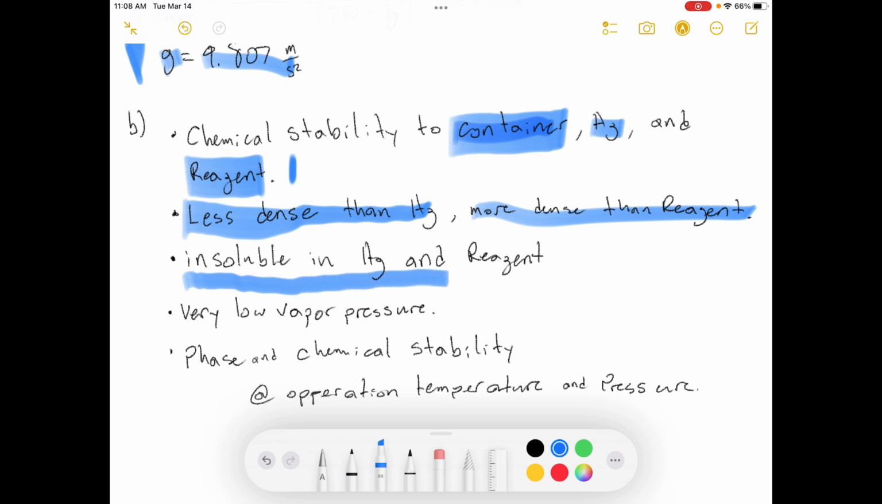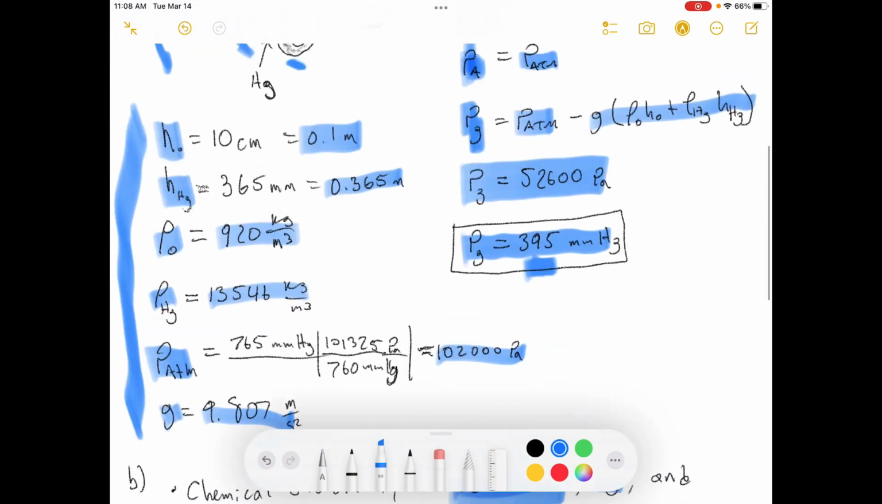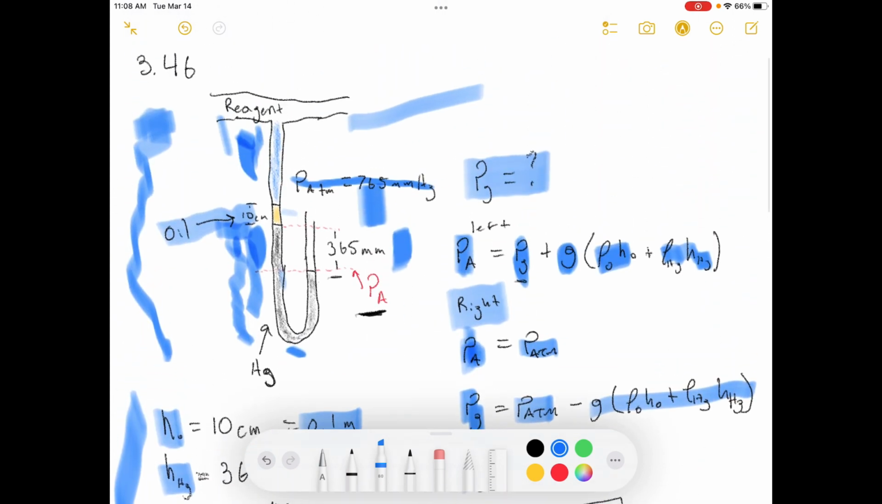The chemical needs to be insoluble in the mercury and the reagent. So if it's soluble and it forms some sort of liquid mixture either with the reagent or with the mercury, then the properties of the mixture are different than the properties of the pure substance. So you're going to get something very different, or it'll just completely disappear. It'll just soak into the mercury, and then you have mercury exposed to reagent. Or it'll soak into the reagent, and then it doesn't form a barrier between the two things anymore.